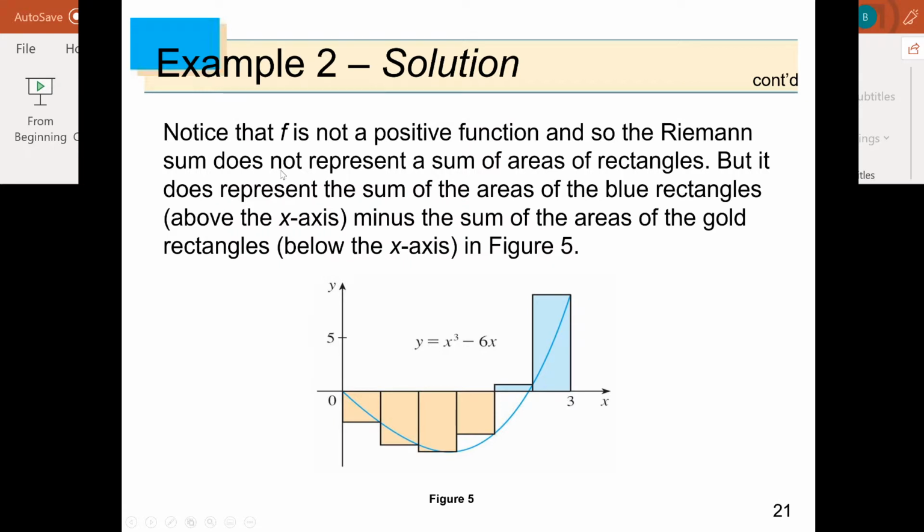So notice that f is not a positive function, and so that Riemann sum does not represent the sum of the area of a rectangle all the time. But it does represent the sum of the area of the blue rectangles above the x-axis minus the sum of the area of the gold rectangles below the x-axis. So here's the negative. And you might be wondering, how come this part is negative? Well, because that is underneath the x-axis. Area cannot be negative, but since you're subtracting it, we do have the positive, and then the other part of it is negative. So once you summarize them all together, it's going to be the difference of the positive and the negative.